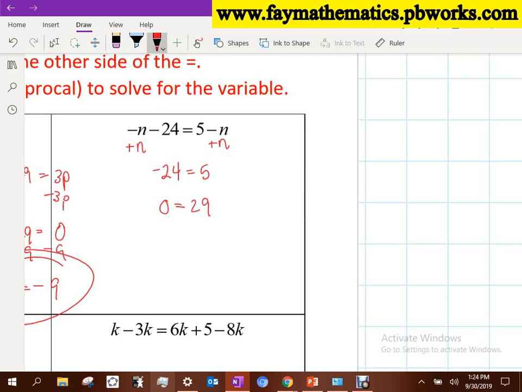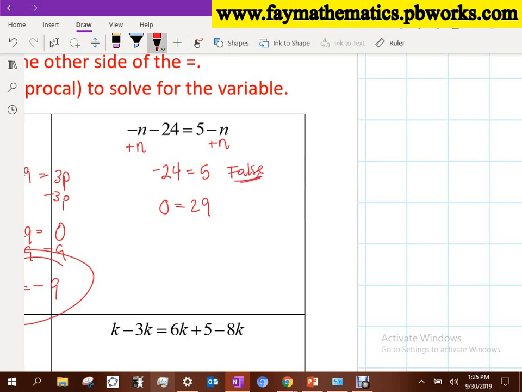Okay. Either one of those is fine. But when you get rid of all your variables and you're left with a phrase like this, negative 24 equals 5. If you have $5 and I have negative $24, do we have the same amount of money? No. So what kind of statement is that? Is that a true or false statement? That's a false statement. Okay?